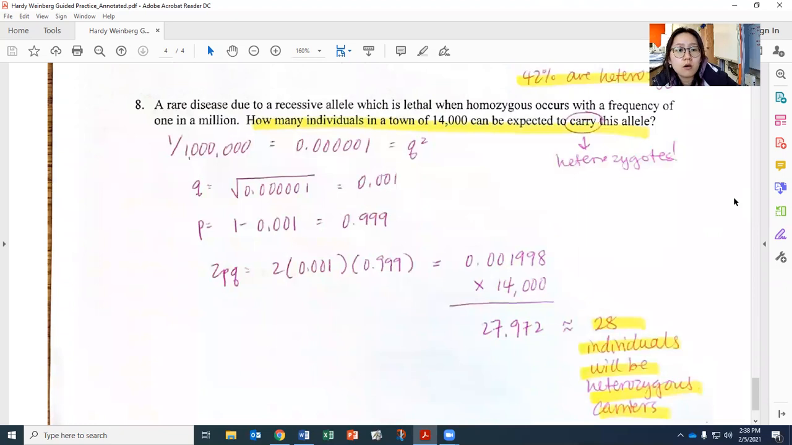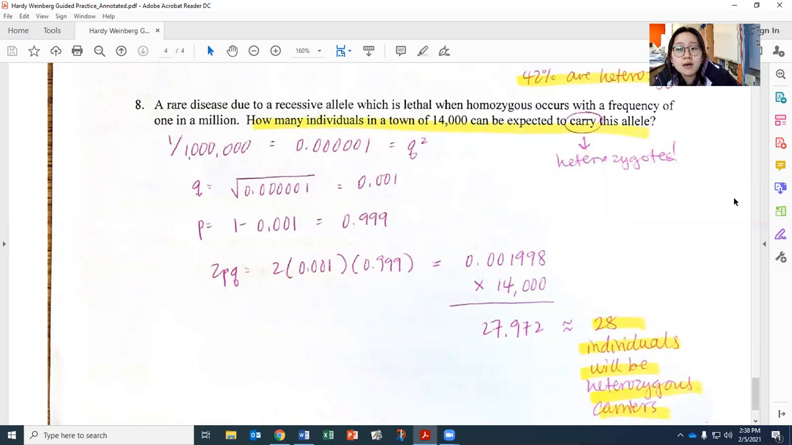Okie dokie. So a rare disease due to a recessive allele, which is lethal when homozygous, occurs with a frequency of 1 in a million. How many individuals in a town of 14,000 can be expected to carry this allele? So the question is a little bit of a trick question that I actually annotated out for you. Hopefully you caught it too when you were doing it, but the question is asking you for carriers. So carriers have to be heterozygotes. So they're just using different language to ask you to find the frequency of the heterozygotes.